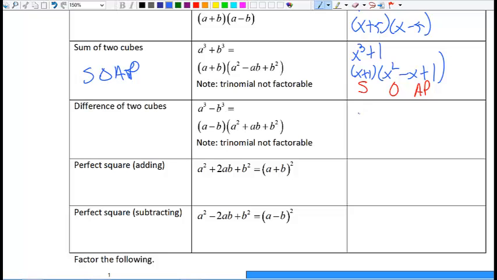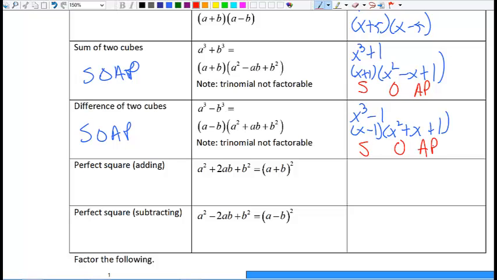Difference of two cubes. x cubed minus 1 would be an illustration of that. And again, this is another SOAP case, and I'll remind you of what that is in a moment. So that would factor into x minus 1 times x squared plus x plus 1, and SOAP. So this x minus 1 has the same sign as the x cubed minus 1. The second sign is always opposite of the first, and the last one is always positive. Same, opposite, always positive.